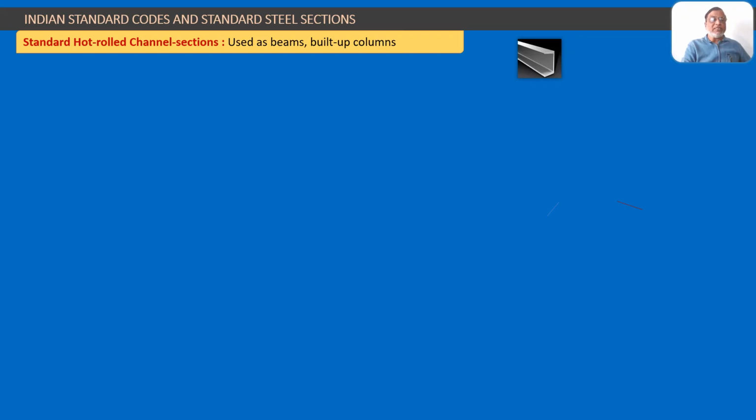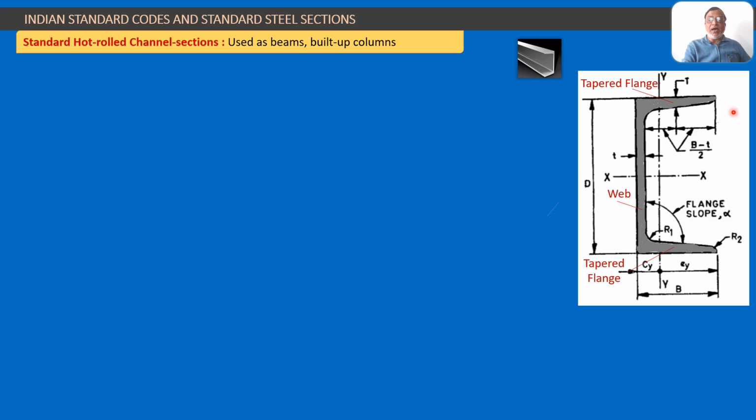Now similar to I sections, we now come to standard hot rolled channel sections. The channel sections are also used as beams and built up columns. You can see this as the standard typical shape of a channel section. Now IS 808 gives us this standard diagram of a channel section. A channel section is similar to an I section, that means it has flanges as well as a web.